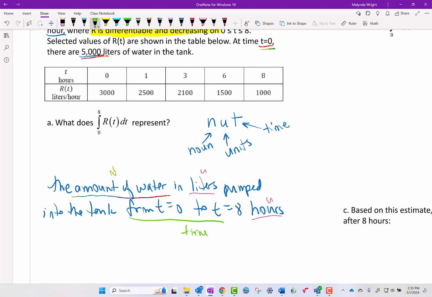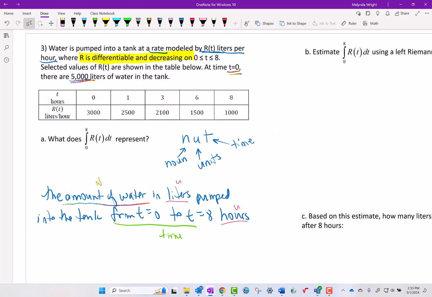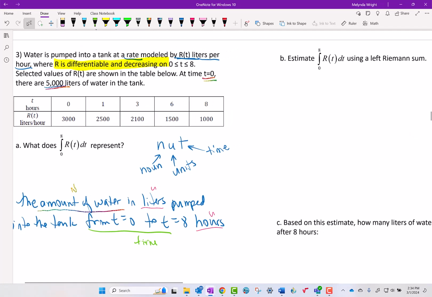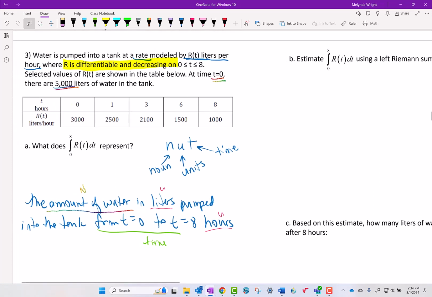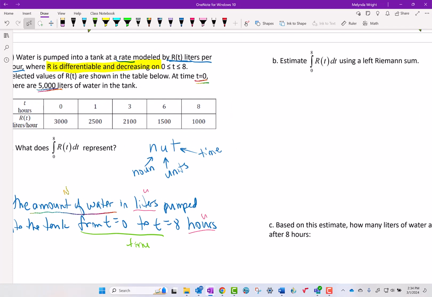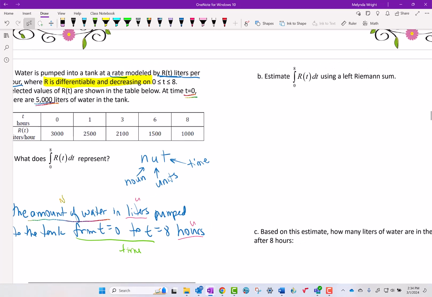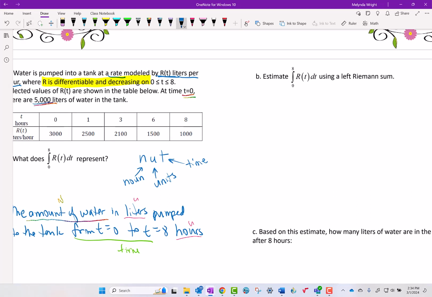So we're good. Okay? Now they want us to estimate the integral from 0 to 8 of r. So we're going to estimate how much water was pumped into the tank using a left Riemann sum. Oh, left Riemann sums, yay. Okay, so I'm going to do Riemann sums.